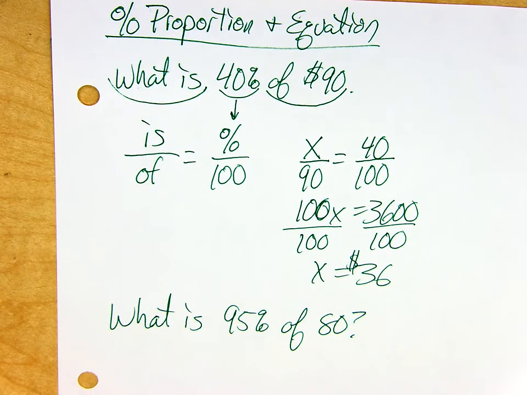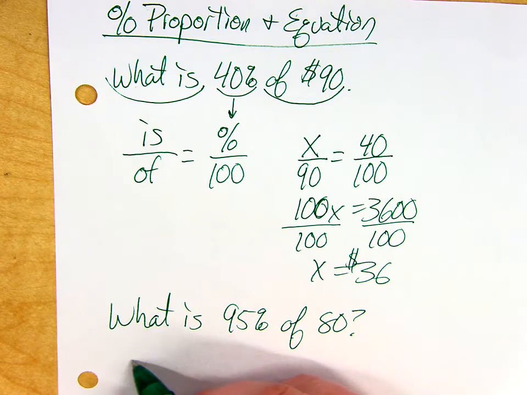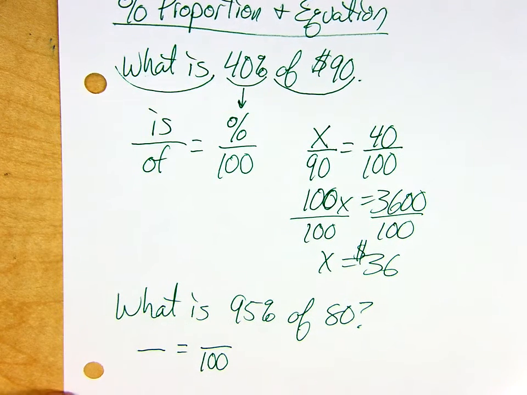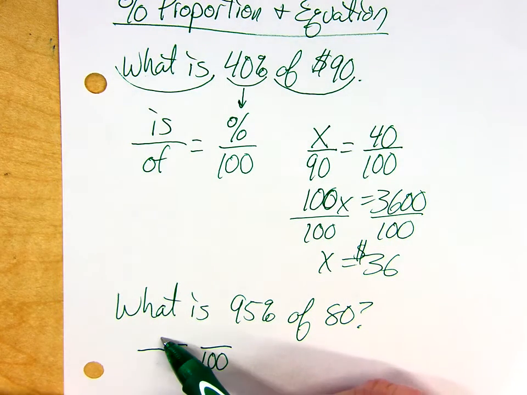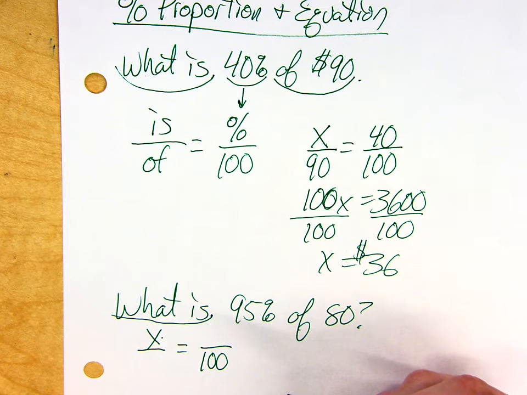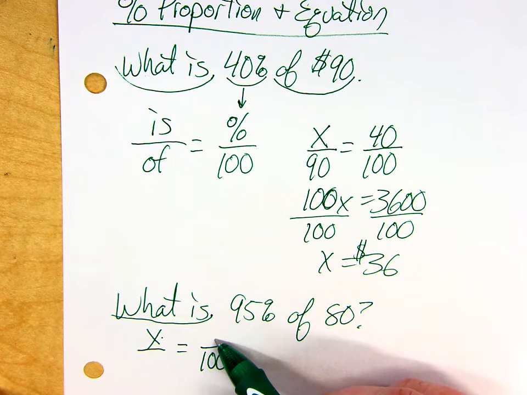You have an answer? Oh boy, you got a couple answers. Well, let's backtrack. So 100 always goes here. What's going to go in the is spot? Tyler? X, correct. What is? So that's the one I don't know. What's going to go in the percent spot?